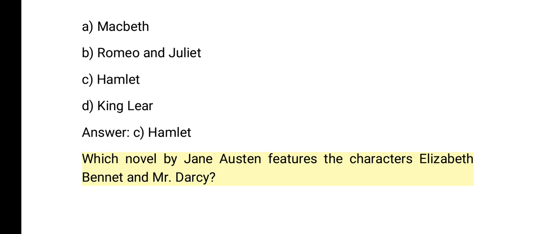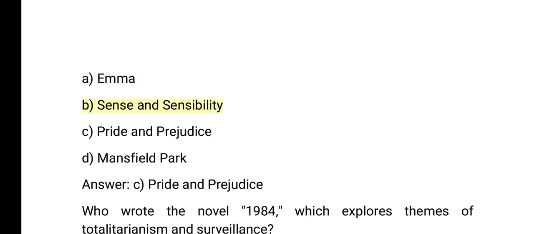Darcy? A. Emma. B. Sense and Sensibility. C. Pride and Prejudice. D. Mansfield Park. Answer: C. Pride and Prejudice.